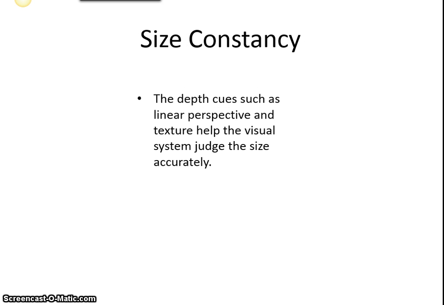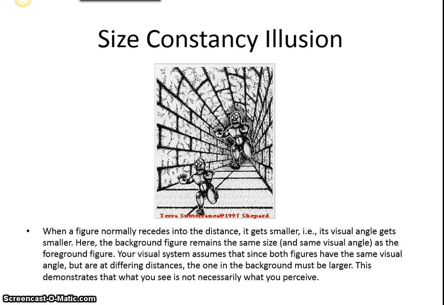So with size constancy, the depth cues, such as the linear perspective and the texture, help the visual system judge the size accurately. So let's look at a size constancy illusion. Look at the two figures in this picture, the two gorillas. When a figure normally recedes into the distance, it gets smaller. Okay? For example, the visual angle gets smaller.